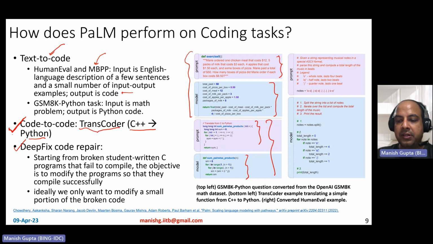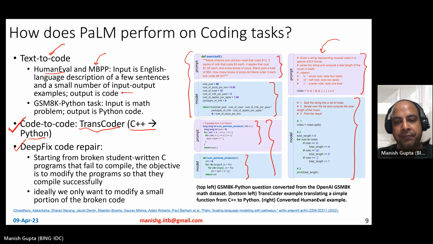The third kind of... also, there are other examples. Another example: here's a prompt from the HumanEval dataset. The input is basically an English description, and the output is supposed to be a nice code, which does what is mentioned in the English description.